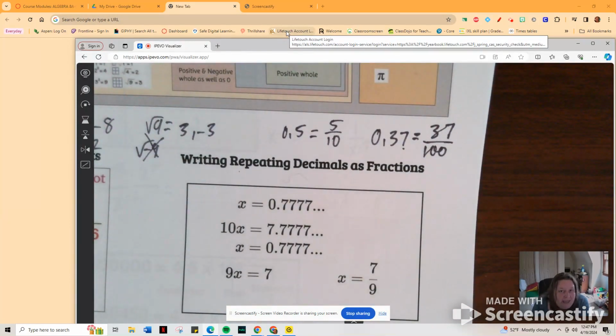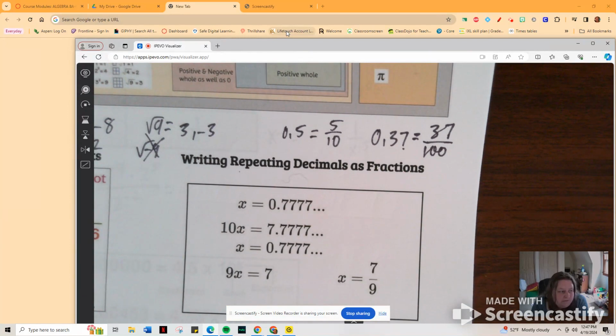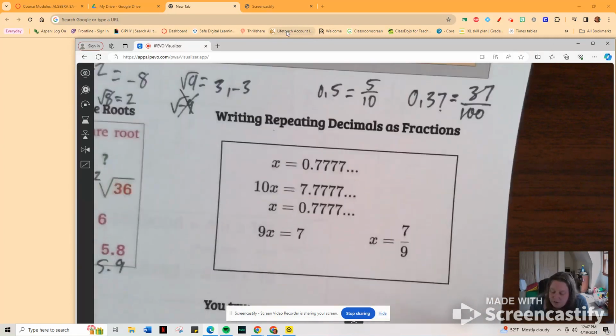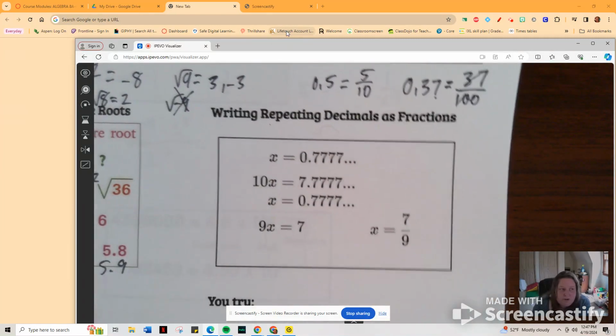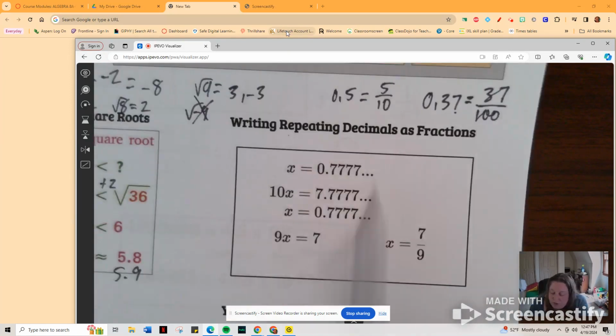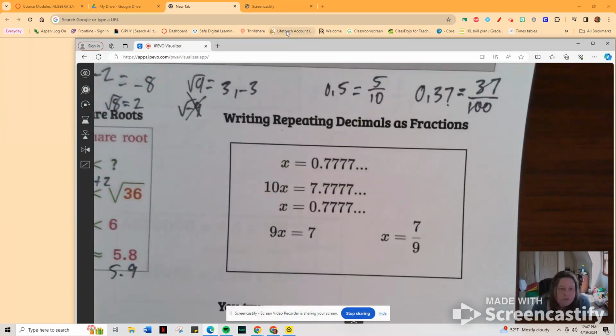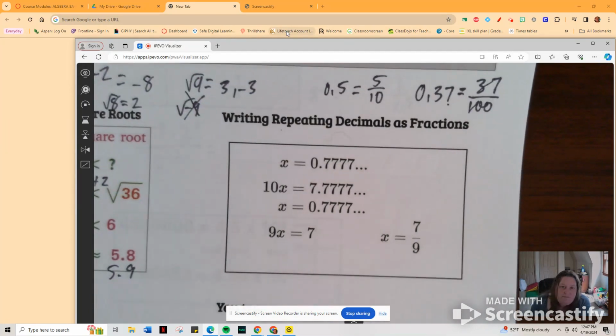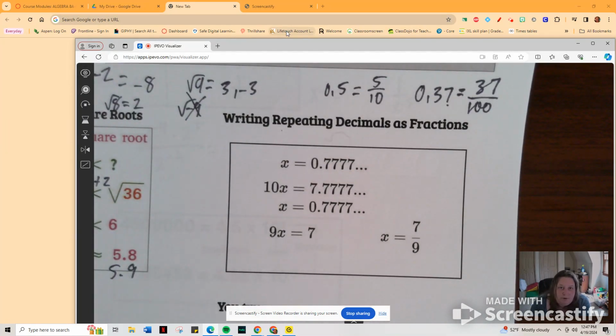With repeating decimals, they don't end, so we don't know how to write them as a fraction because we can't read them with an ending place value. So we're going to do this algebraically because repeating decimals can be written as fractions. They're rational numbers. So we're going to let x equal this original decimal. Okay. Now, when we write fractions, we don't typically put decimals in our fractions. So I need to get rid of the decimal.